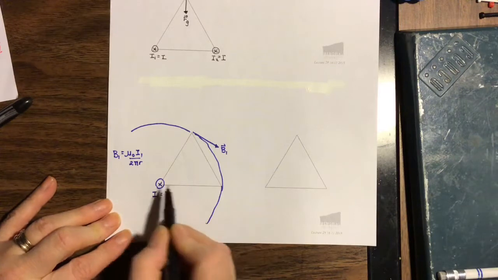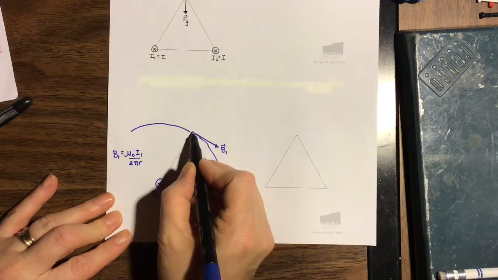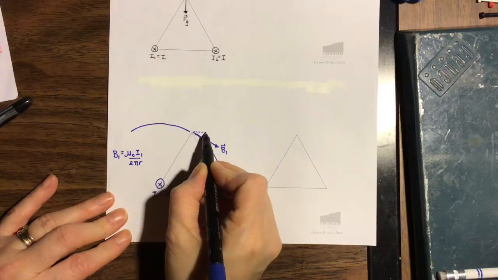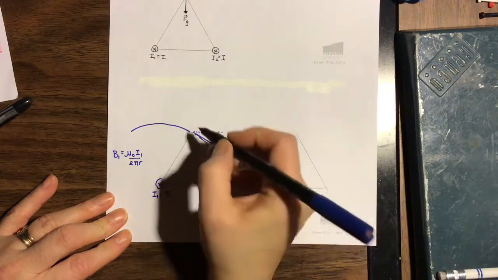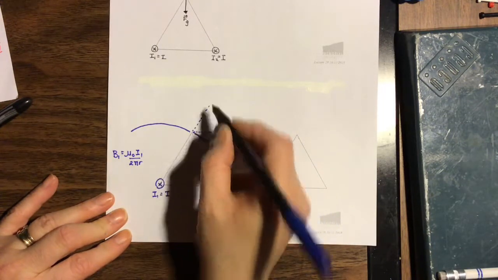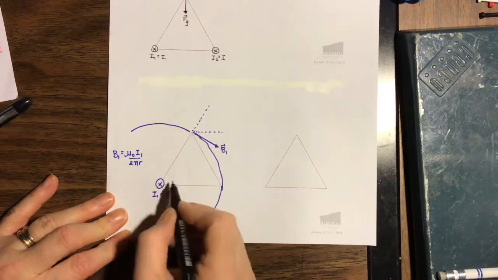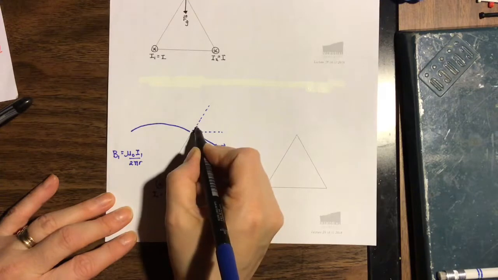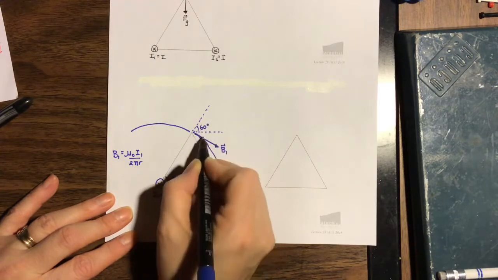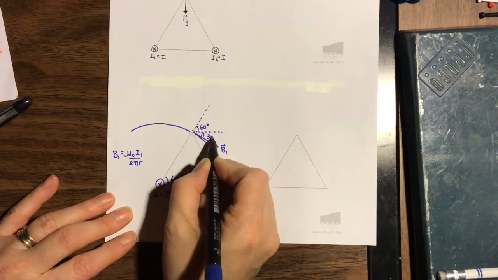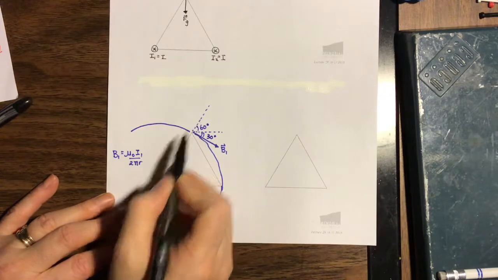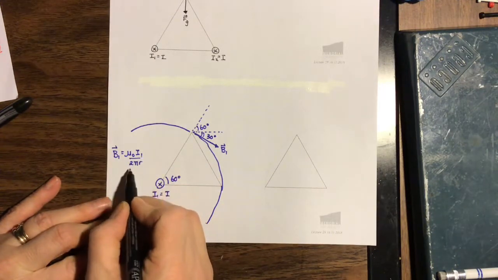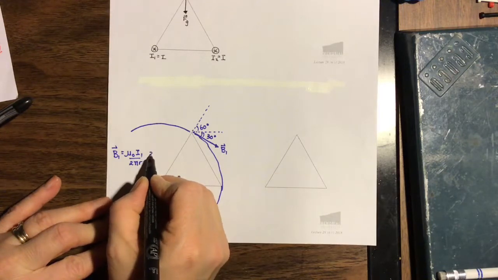B1 is a vector, so it has a direction. So let's put the direction on there. If we draw a horizontal line here, and we draw a line going on from this edge of the triangle here, we know that this is an equilateral triangle, so that's 60 degrees. So this is 60 degrees, so this has to be 30 degrees because these two lines have to be perpendicular. So B1 is equal to mu naught times I over 2 pi r at 30 degrees below x.